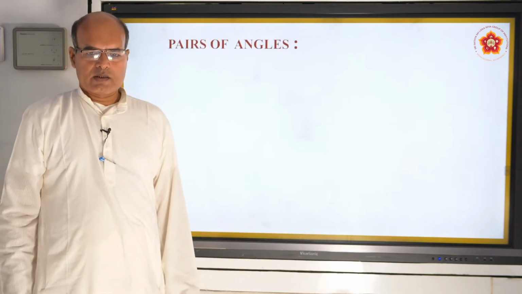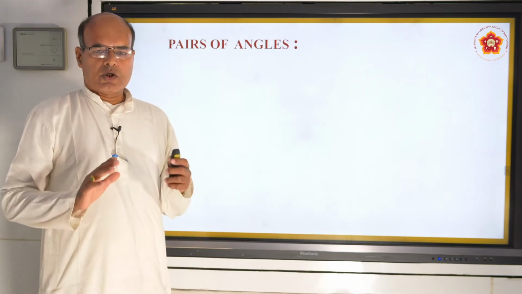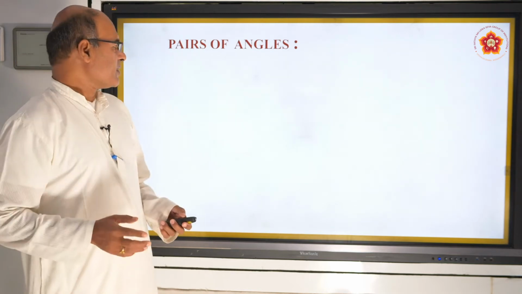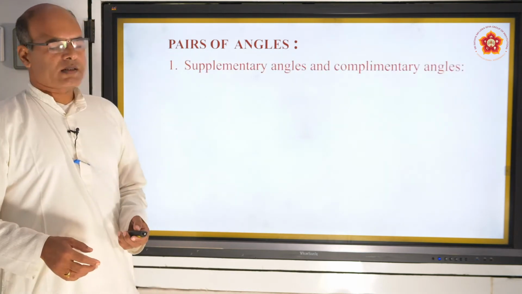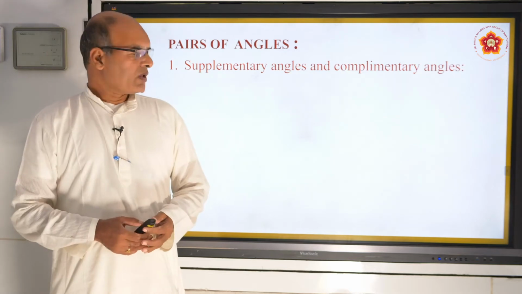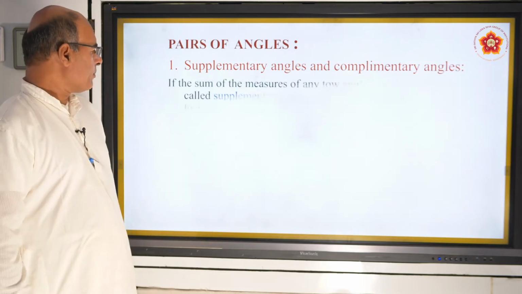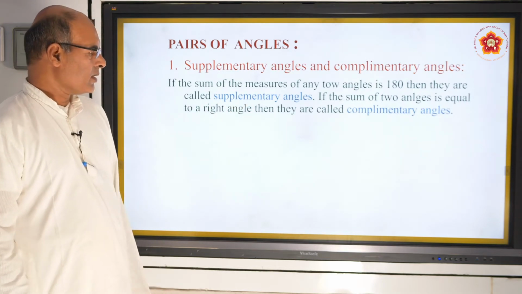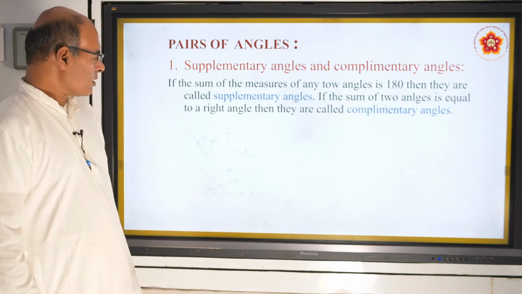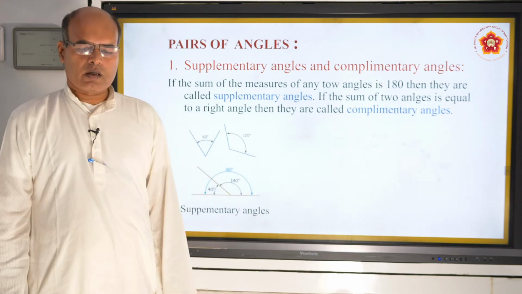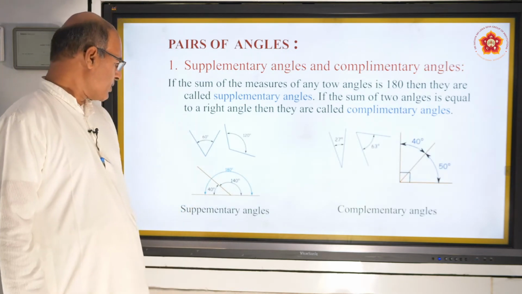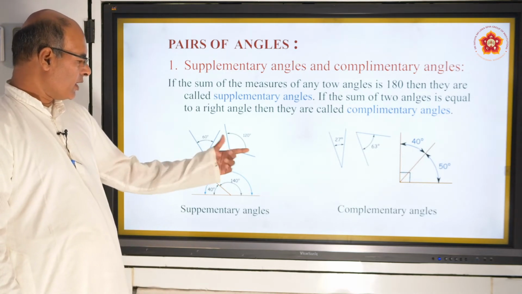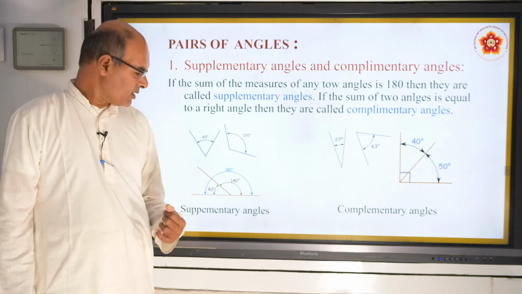Now go to the pairs of angles. Pairs of angles means two angles connected in some way or other. So first we have supplementary angles and complementary angles. If the sum of the measures of two angles is 180 degrees, then they are called supplementary angles. If the sum of two angles is 90 degrees, then they are called complementary angles. Here one of the angles is 60 degrees and another angle is 120 degrees. Together they are called supplementary angles.